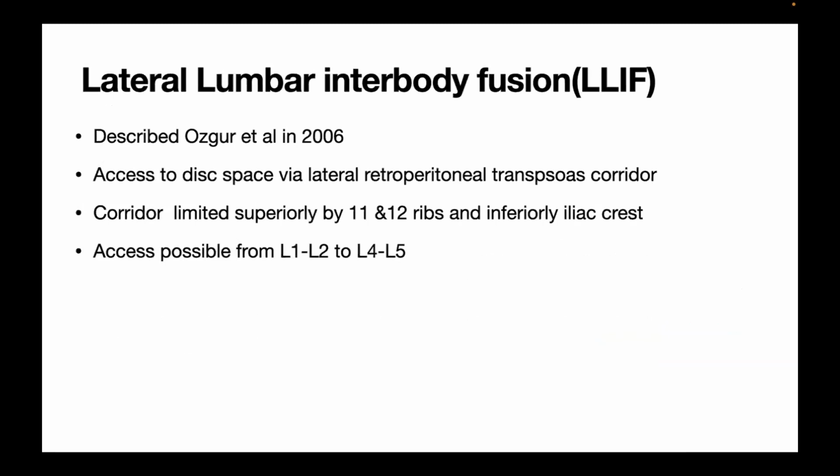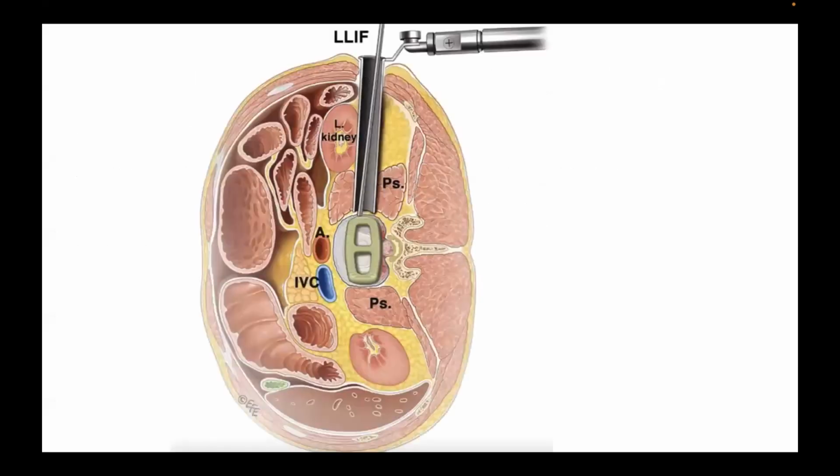Coming to lateral lumbar interbody fusion, it was described by Ozgur et al. in 2006. It mainly describes access to the disc space via the lateral retroperitoneal transpsoas corridor. The corridor is limited superiorly by the 11th or 12th ribs and inferiorly by the iliac crest. Here, the access is possible from the L1-L2 disc to the L4-L5 disc.